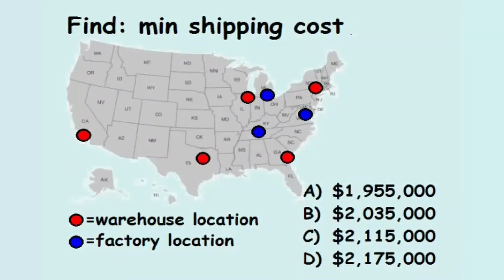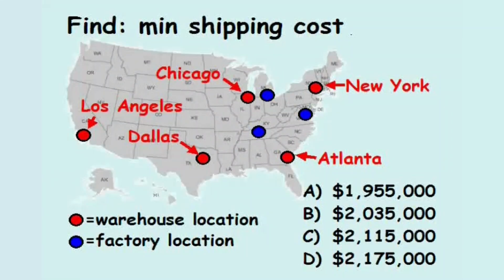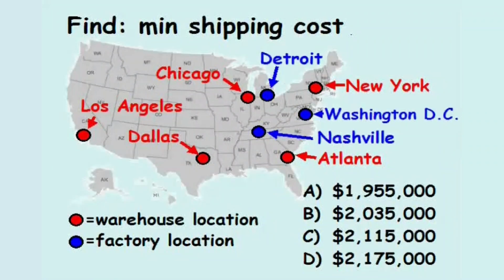Find the minimum shipping cost. In this problem, cases of materials need to be shipped from 3 factories to 5 warehouses. Warehouses are located in Los Angeles, Dallas, Chicago, New York, and Atlanta. The factories are located in Detroit, Washington, D.C., and Nashville.